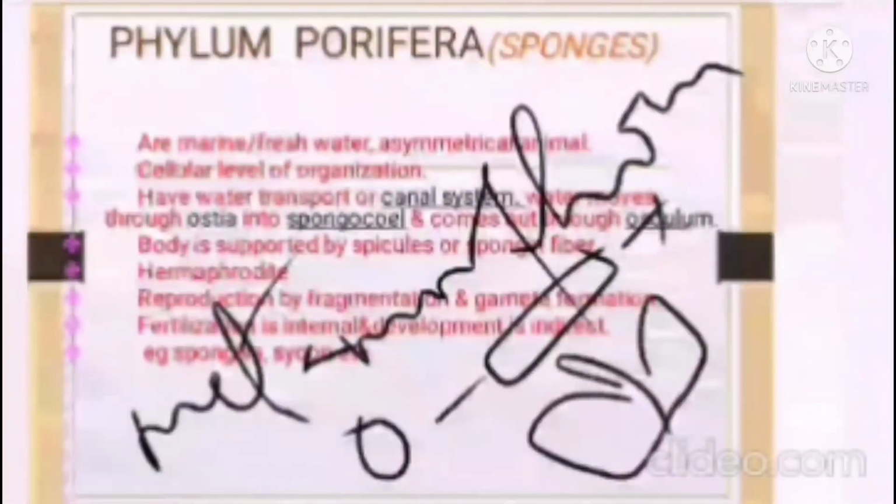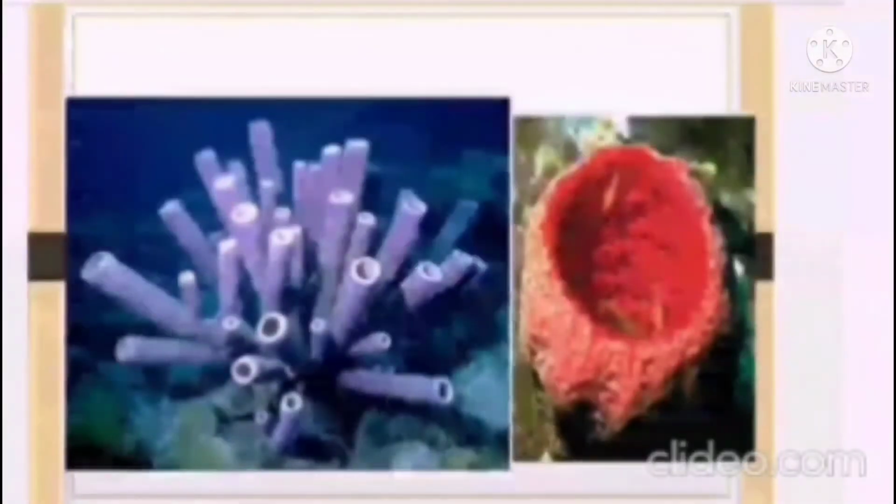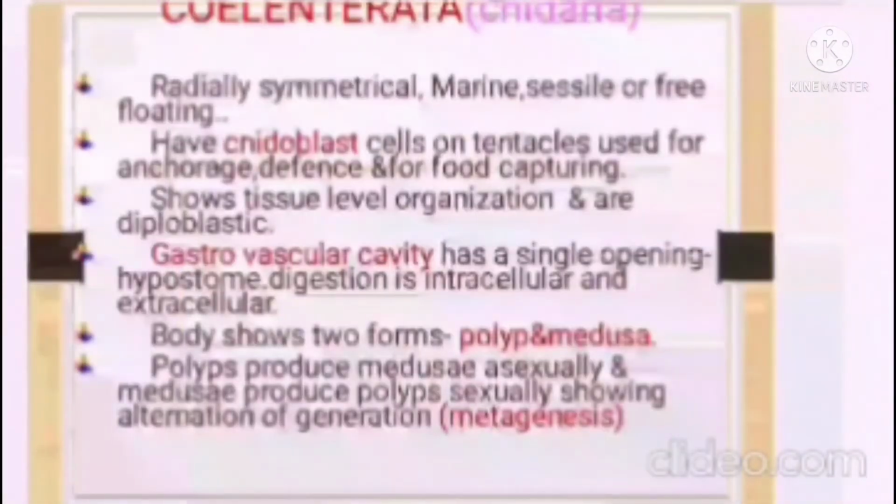The adult is not resembling the larval stages. That sort of development we call indirect development, and porifera has indirect development. Examples: sponges, Scypha are all examples. You can find here sponges, Scypha, these are all poriferans, right? Next we are moving on to the next phylum.